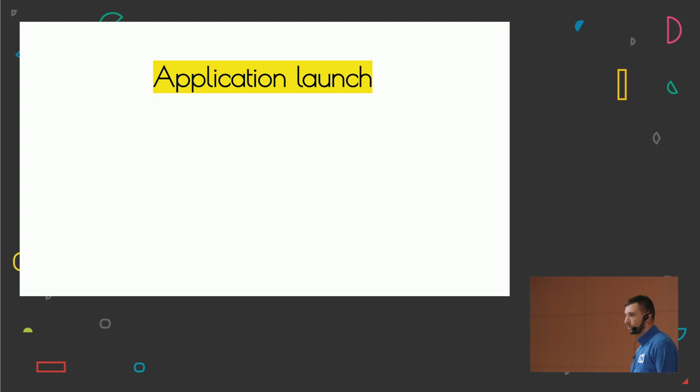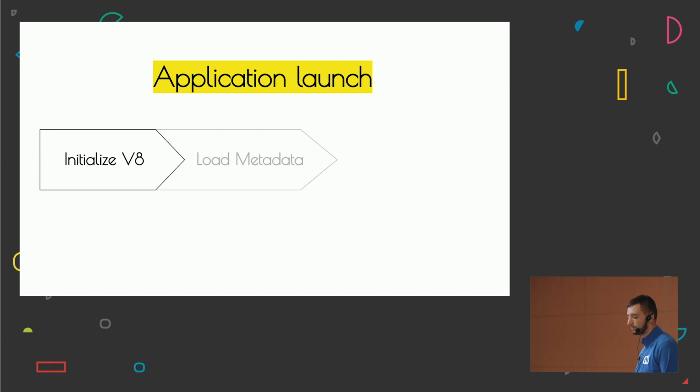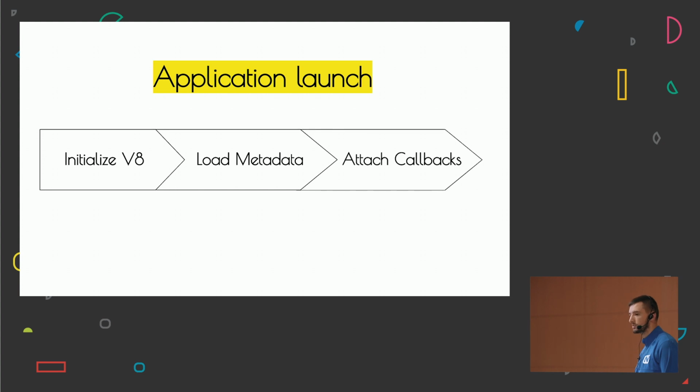Let's see what happens when we launch our NativeScript application. So we initialize V8 at startup and we tell it to load some scripts and execute them. We load our metadata and we attach some callbacks. But what are those callbacks?